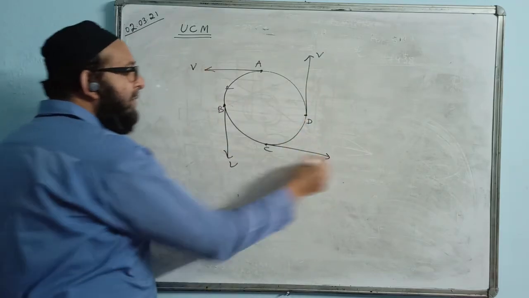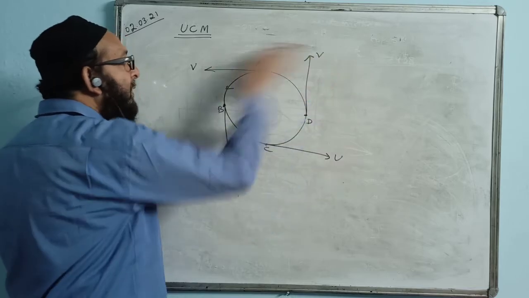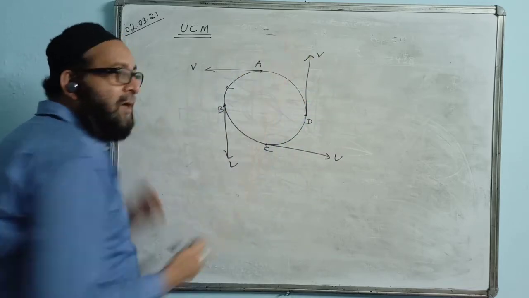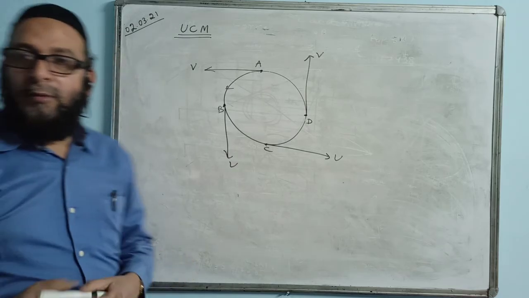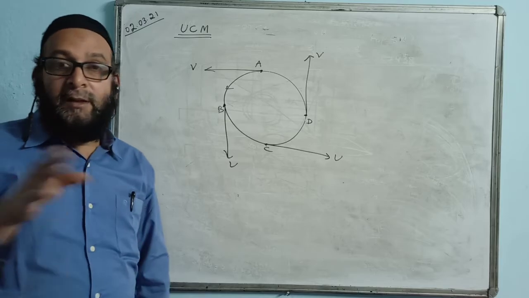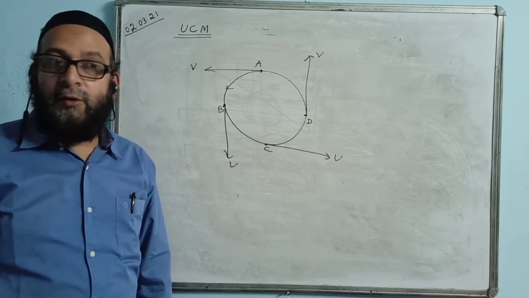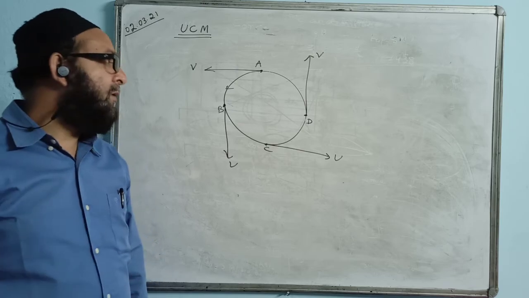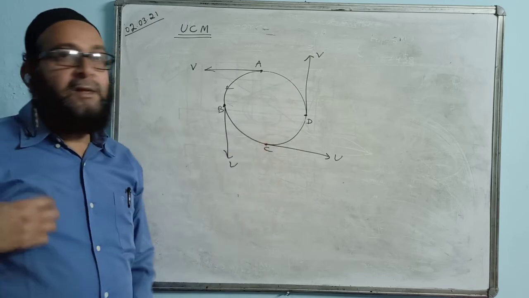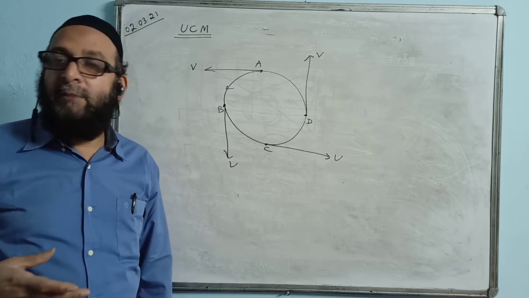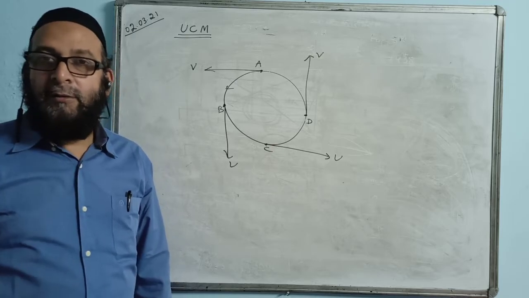Velocity value will be the same. Everywhere the velocity value is v, but the direction is not same. Direction keeps on changing every time. The directions are different. So, in uniform circular motion, speed remains constant, but not the velocity. Velocity is variable or non-uniform. We can use the word. Why? Because of the change in the direction. Since if the velocity changes, then of course there will be an acceleration.